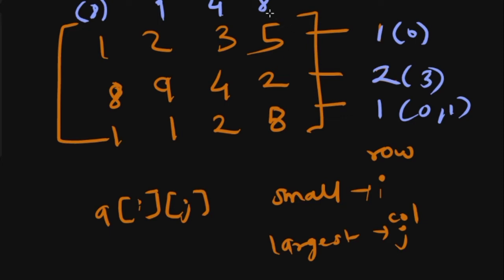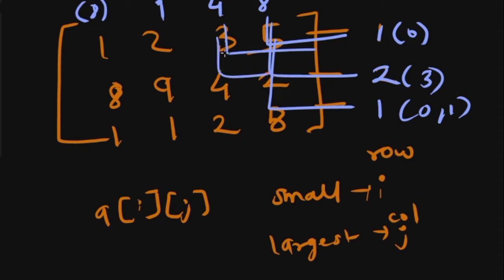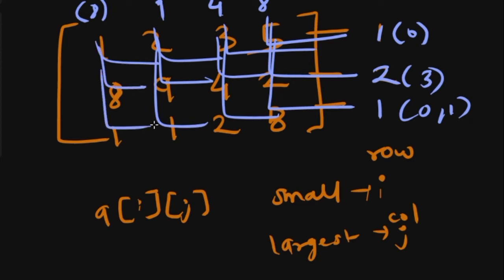So can we see any common element between these? 8 and 0, no. 4 and 3, no. 9 and... So instead of checking a single one, we check each: is it the same? No. Is it the same? No. Like this we go on checking, and if we find some, then that is the saddle point, but there isn't any in this matrix.